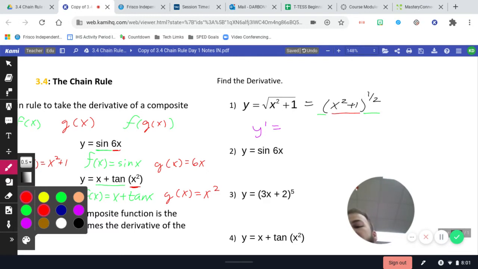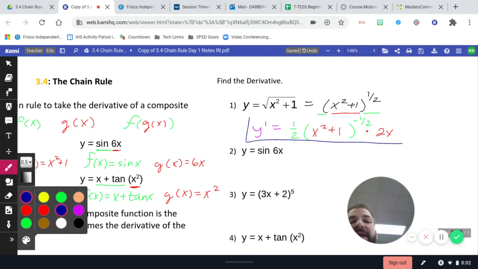So I find the derivative of the outside: 1/2 to the negative 1/2. I derive the outside of the function first. The inside stays the same, x squared plus 1. Then I multiply by the derivative of the inside. Derivative of x squared plus 1 would be just 2x. And that's my answer.